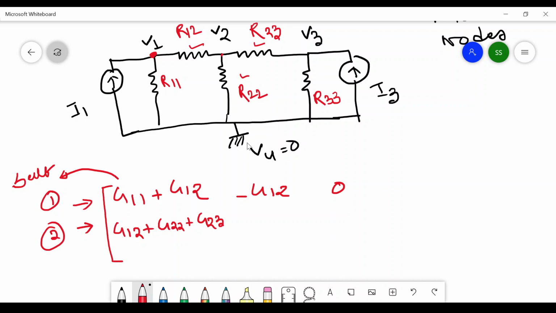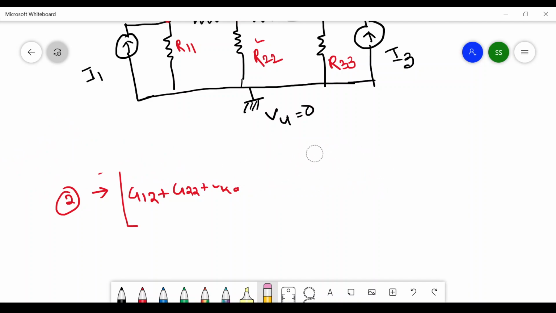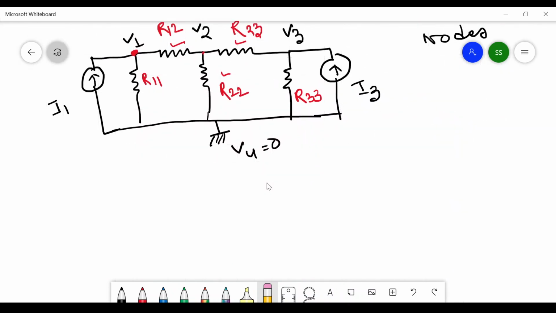And next we have to see what are the resistances connected between 1 and 2. Okay, sorry, I made a mistake here. First we have to let us rewrite that. Okay, let us rewrite this equation again.